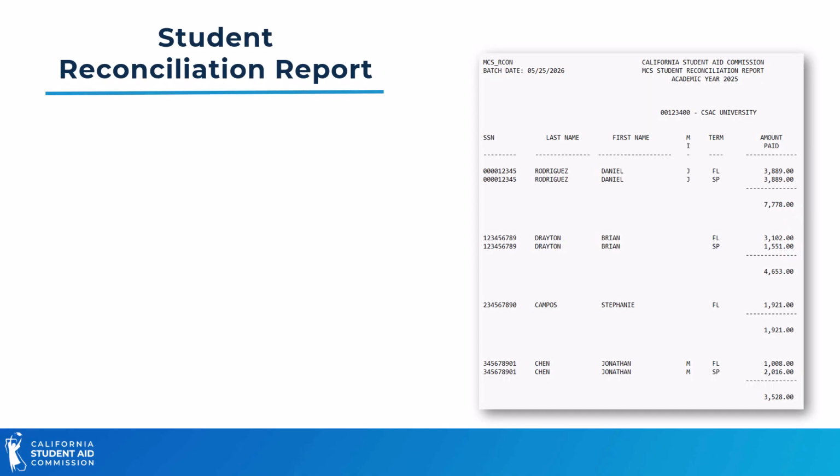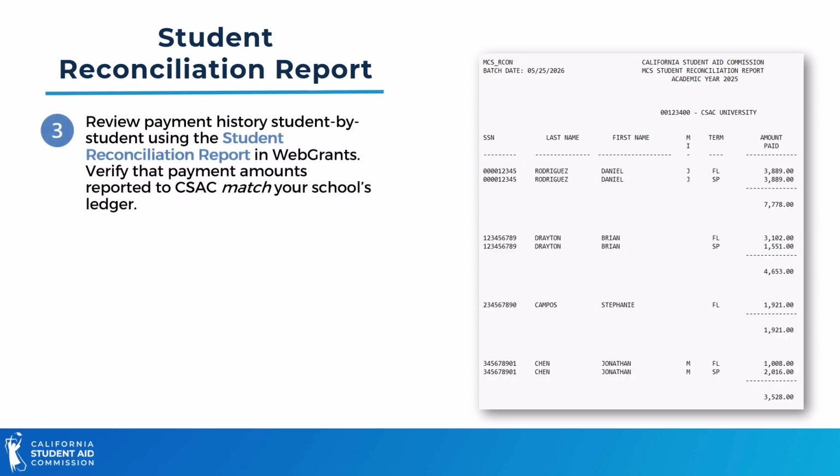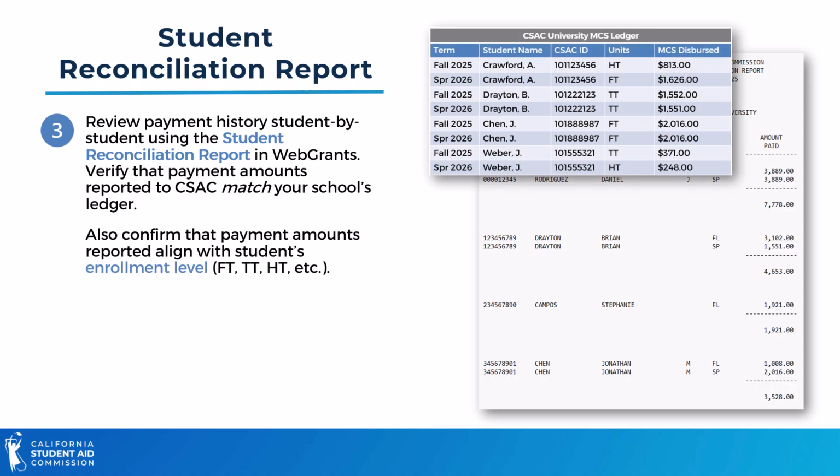To compare disbursement amounts for each student, schools should utilize their MCS Student Reconciliation Report from Web Grants. This report can be filtered to display students with reported payments by term. Review the payment history student by student and verify that the payment amounts on the report match your school's MCS ledger. Also, be sure to confirm that the payment amounts reported align with the student's enrollment level. For example, full-time, three-quarter time, half-time, and so on.